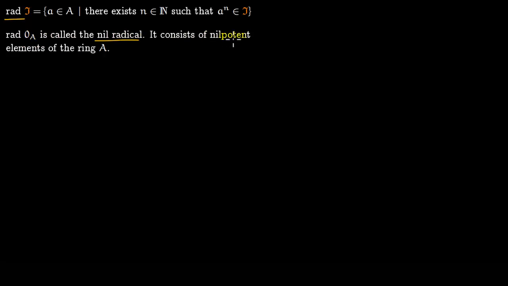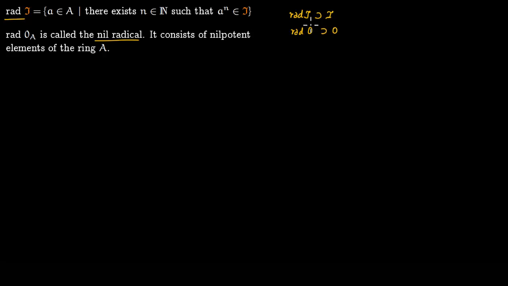It consists of nilpotents. So all the elements, if you raise them to some natural number power, they will become 0. So obviously radical of I would contain our ideal I, because if you put n as 1, this containment will be there. You can see more precisely these nil radicals, radical of 0, will contain 0, but it also contains other nilpotent elements whose power will become 0.